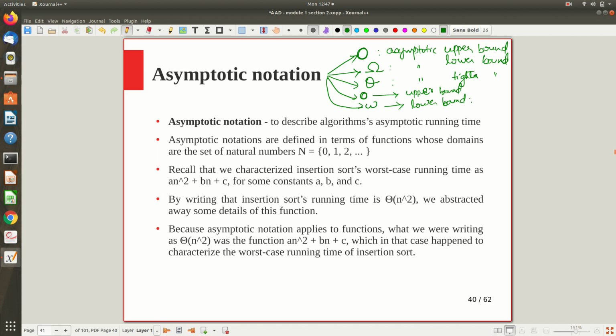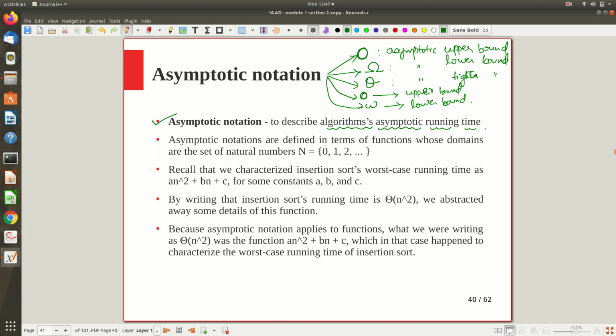So this is only for when you do this asymptotic analysis, not for another algorithm's asymptotic running time. So you have to be careful. Then asymptotic notations are defined in terms of functions whose domains are the set of natural numbers. Typically we have a function, right? What about the domain? We are assuming some integer value. Anyway, we will see some more examples and it will be clear for you.